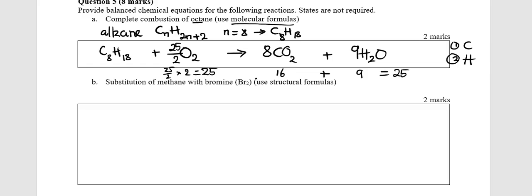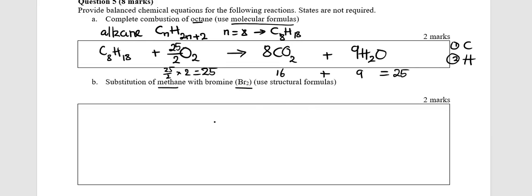You obviously don't need any of this extra working out. You only need the equation in the box. But this is just mainly for you to understand where the numbers come from. So that's A. Now part B asks substitution of methane with bromine using structural formulas.